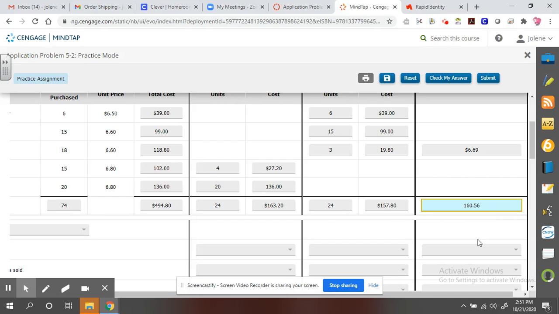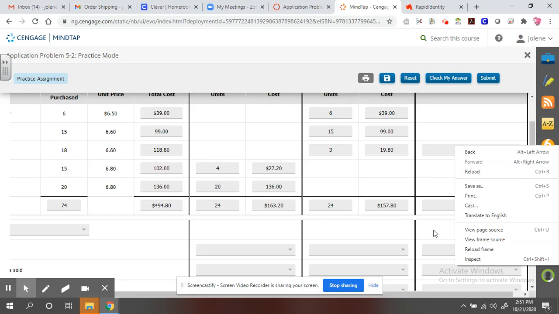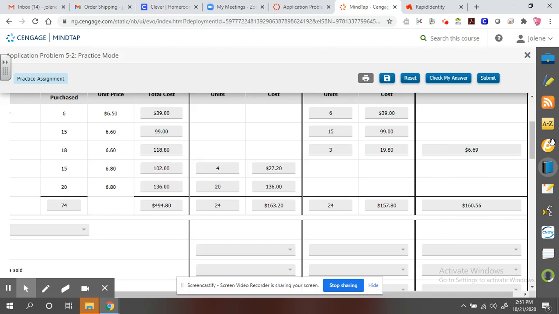160.56. Now, I've got these 3 methods. Again, to get the 669, I took the average. So the total cost and the total inventory, I divided them. And it comes up to 669, which makes sense. Look, they're between 650 and 680, but you have different quantities. So, okay, 669, that makes sense.